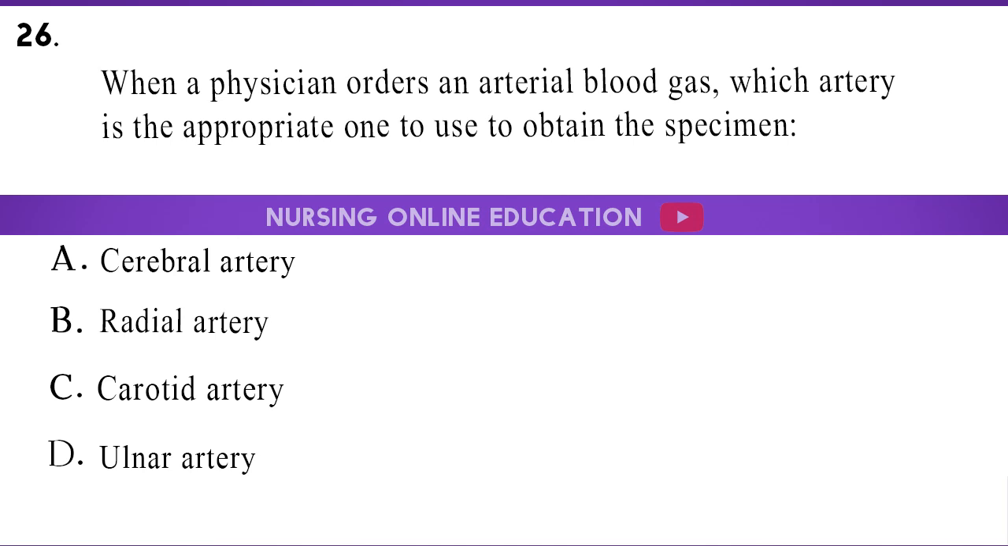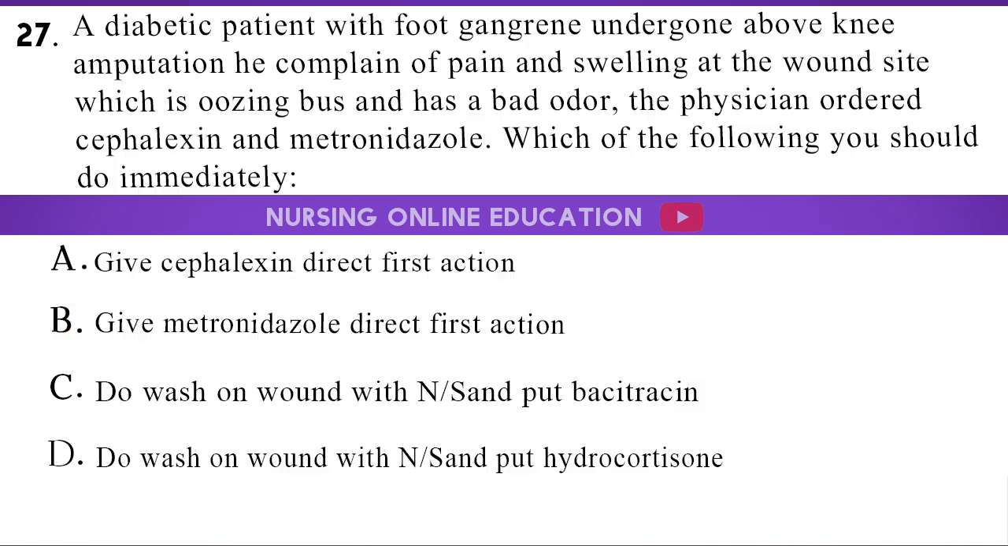26. When a physician orders an arterial blood gas, which artery is the appropriate one to use to obtain the specimen? A. Cerebral artery, B. Radial artery, C. Carotid artery, D. Ulnar artery. The answer is option B, radial artery.